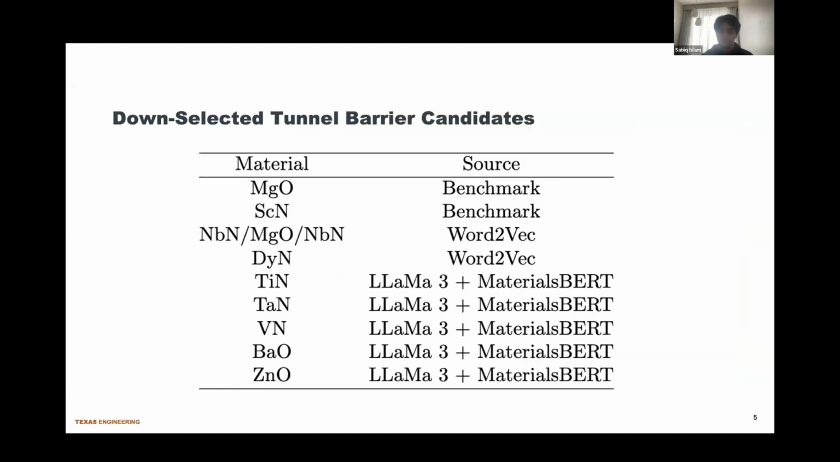We have magnesium oxide and scandium nitride as our two main benchmarks. We have the Josephson junction niobium nitride configuration, DYN, and then from Llama 3 and Materials BERT, we have titanium nitride, tantalum nitride, vanadium nitride, barium oxide, and zinc oxide.